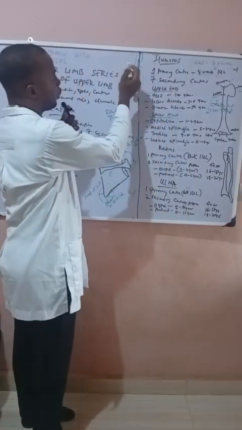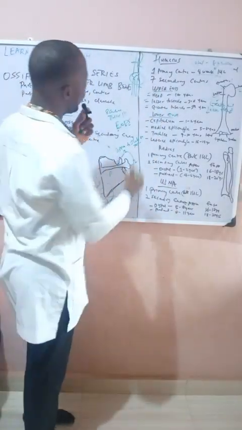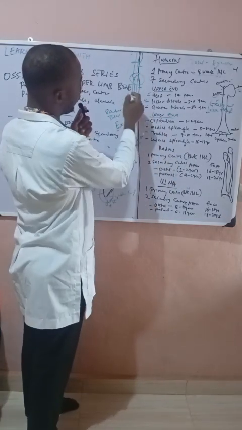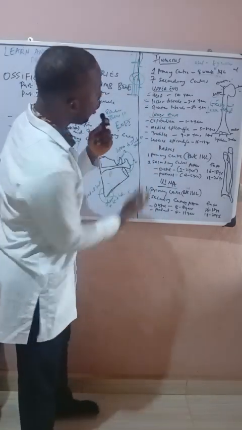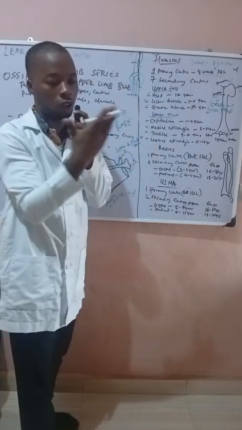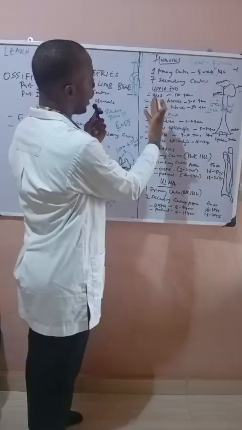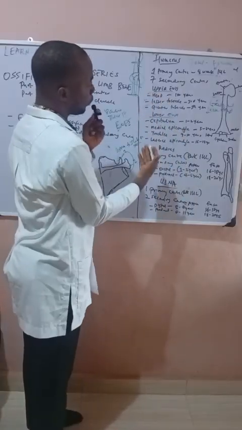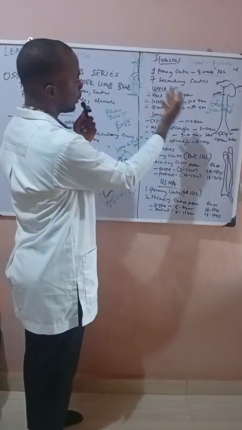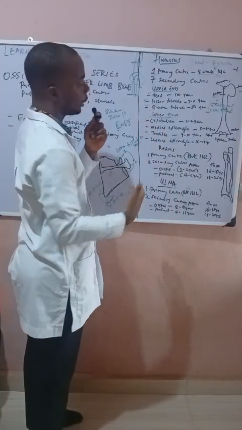Therefore, the growing end of the humerus will be at the proximal part of the humerus, while the growing end of the ulna and radius will be at the distal. Therefore, the upper end of the humerus is the growing end of the humerus, and that's why it appears earlier. The head appears at 1 year. The lesser tubercle appears at 3 years. The greater tubercle appears at 5 years.